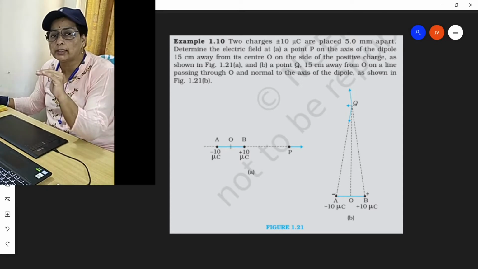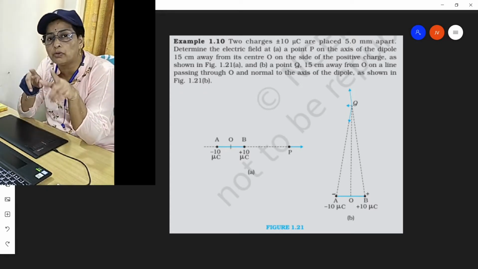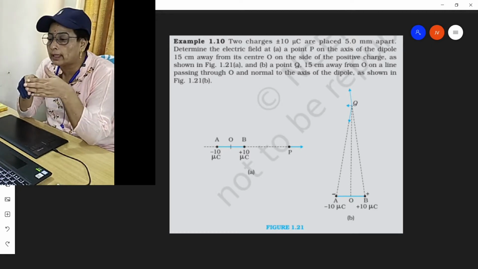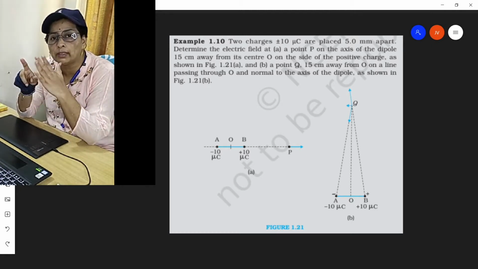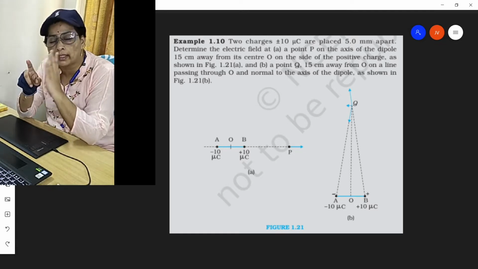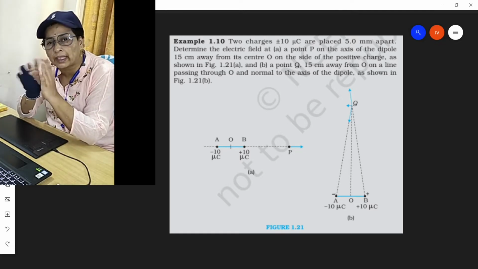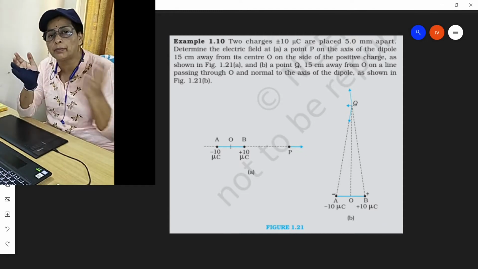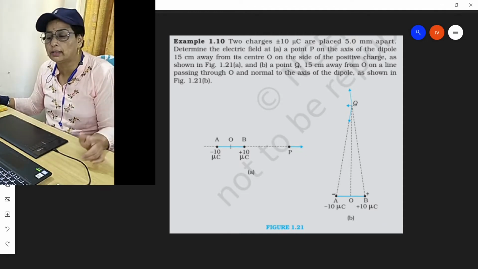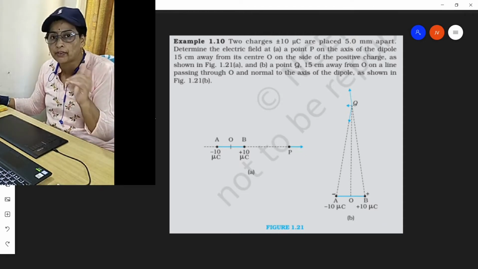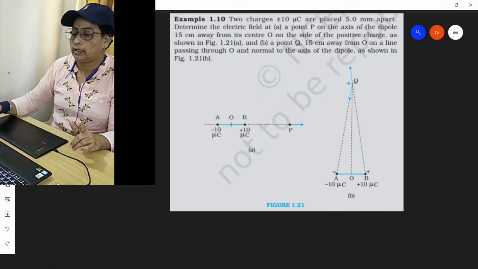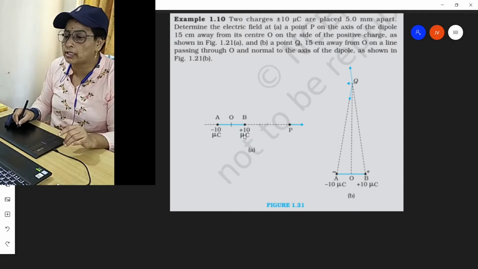Electric field along the axis at a point is 2kp by x cube, where p is the dipole moment, and electric field at a point Q in the equatorial plane is just kp by x cube. P is the dipole moment. We have already derived this in the previous video. See the derivation of electric field in the previous videos. I am going to use the direct formula because this is an application question.